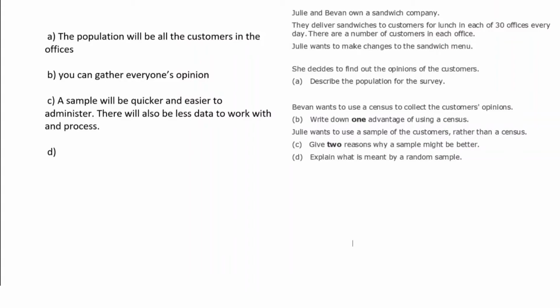Lastly, part D, we're asked to explain what is meant by a random sample. Now, a random sample is one where every member of the population has the same probability of being chosen. Nobody's at a disadvantage. Every member of the population has the same chance, the same opportunity, of being chosen to be part of the sample.